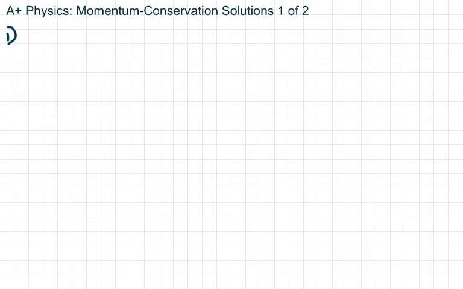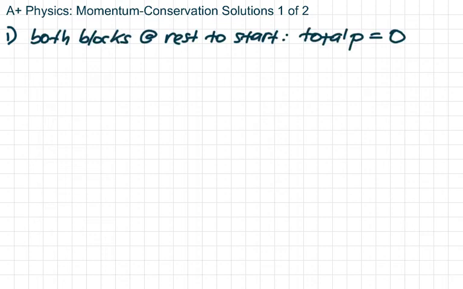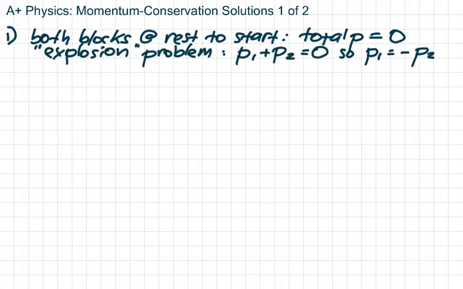Okay, let's begin at the beginning. So we have two carts, and they are both initially at rest. They're blocks, not carts, whatever. And so if they're both at rest, then the total momentum is zero because neither one is moving. And if you're not moving, you don't have any momentum. Then there's a coiled spring, and the blocks are released. So we consider this to be what we call an explosion problem. And with these explosion problems, the total momentum equals zero, which means that the momentum of one equals negative the momentum of the other when they are released.